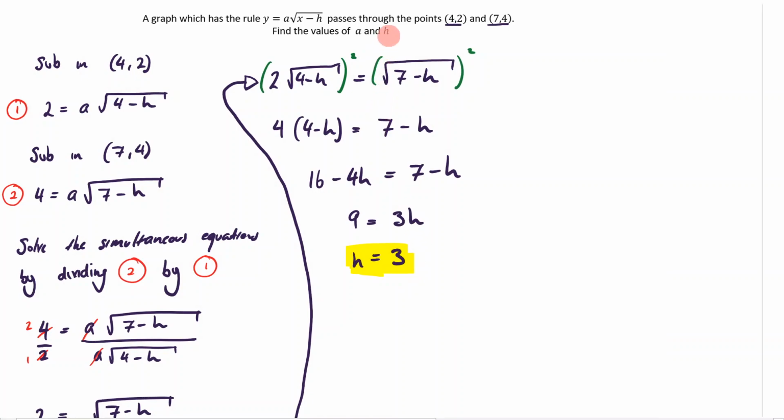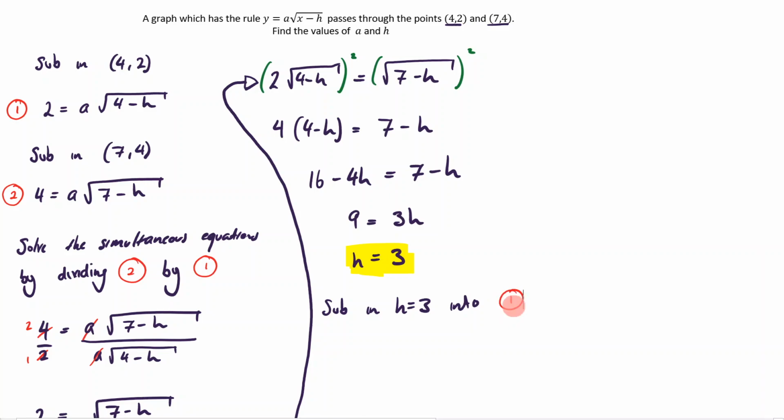Now, we've figured out the value of h, but we also need to figure out the value of a. Now, the way we can do this, the quickest way we can do it, is just to sub it back into something. So we could sub h equals 3 in either 1 or 2, and that's the best way to do it. So which one do we want to sub it into? Sub in h is equal to 3 into, now which one, it really isn't going to make a difference. Let's just do 1.